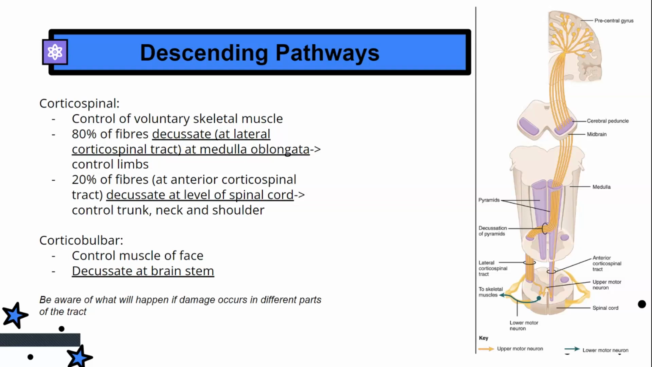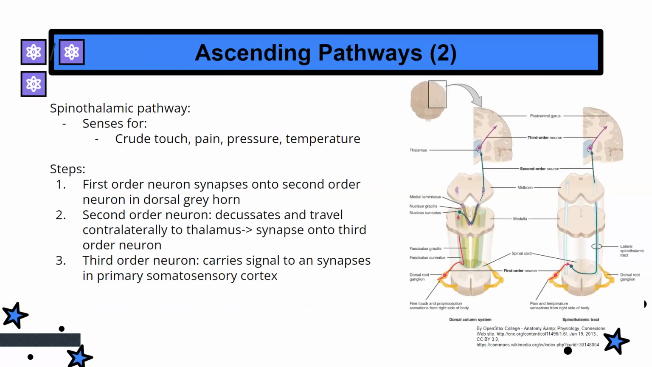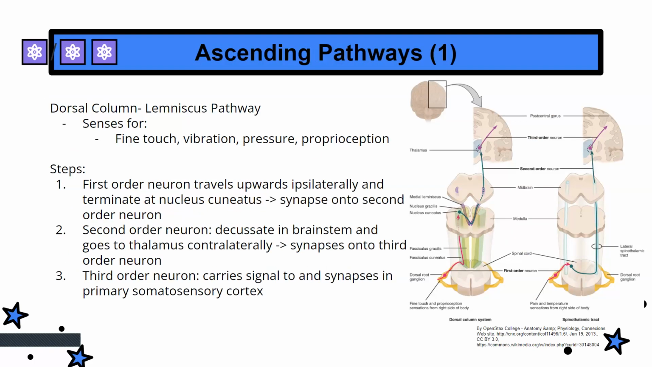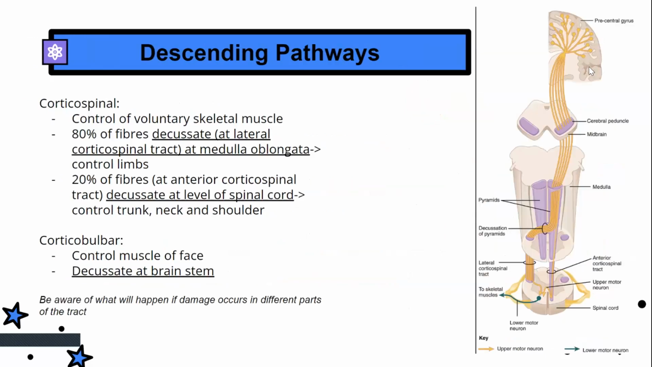The main idea I would advise you to get out of it is understanding what will happen if I have damage at any position within this tract. So there could be a question, for example, that says, I have damage above the decussation point on my left-hand side. What am I going to experience? Because it's above the decussation point, for example for the descending pathway, the damage won't actually be on the left-hand side of your body, it will be on the right-hand side. That's something you need to be aware of. Whereas if it's below the decussation point, the damage will be on the same side.